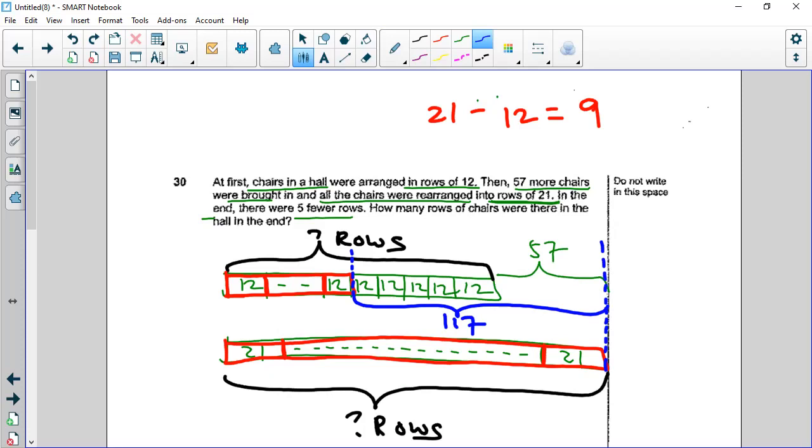And then what will happen? Then every row will have 21 chairs already. Okay, that is how you do it. So you take 117 and then divide by 9. You must have given to how many rows? 13 rows, right? So which means that there are 13 rows in the end. And how many rows at first? 13 plus 5, 18 rows at first.